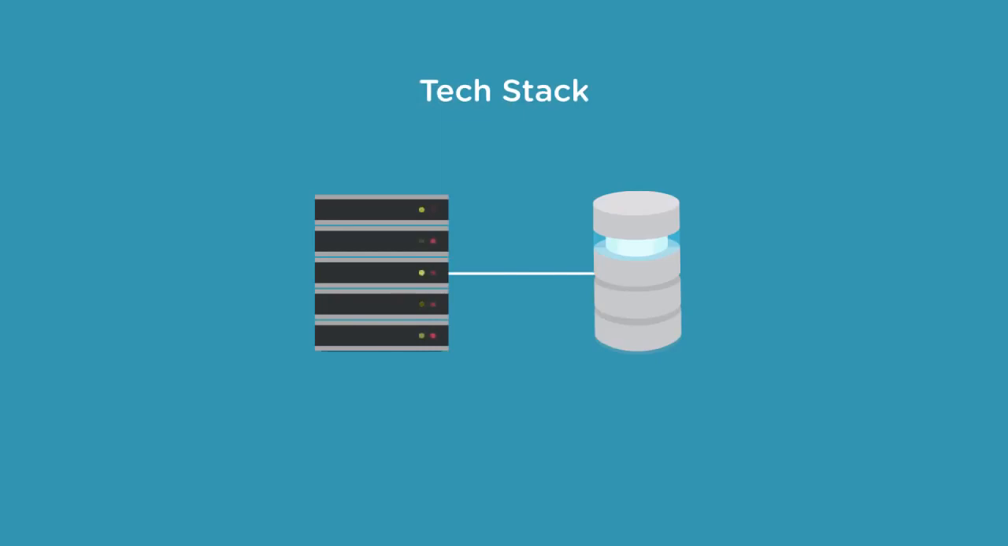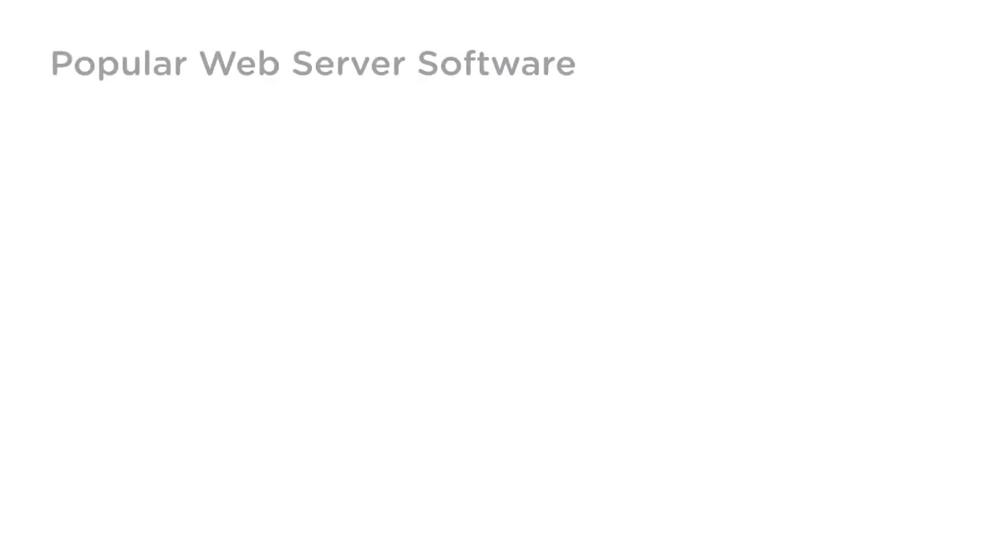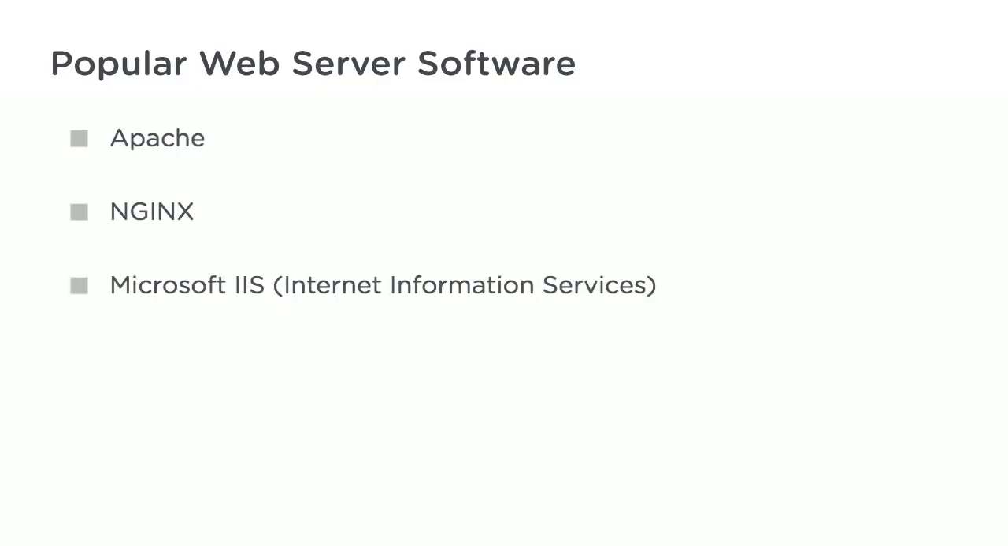Let's look at each layer of a typical tech stack. When the browser connects to the server, web server software accepts the request. Examples of popular web server software include Apache, Nginx, and Microsoft IIS, short for Internet Information Services. By the way, just as you see several options for web servers, for each layer of the tech stack, you'll find there are many choices between software and frameworks.